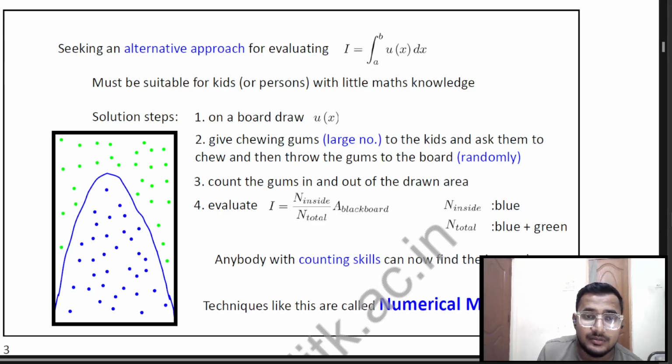You can see that we have shown the gums which are below the curve in blue, and the gums which are outside the curve in green, but the total number of gums will be the sum of blue and green points. So anybody with counting skills can find the integration in this very easy way. I'm saying this because in this way we will be able to find the area, and this is a very simple technique so that even children can understand.